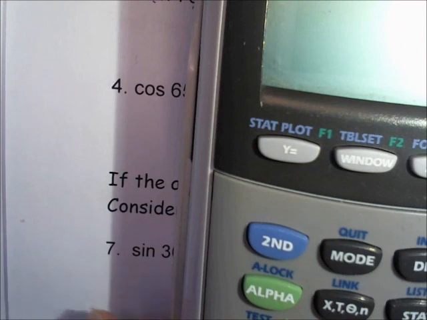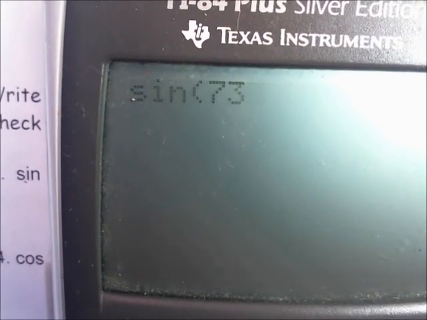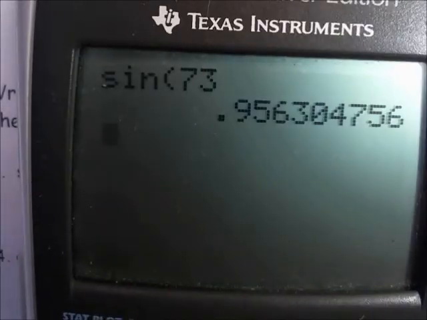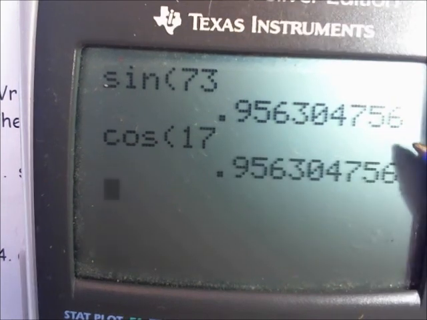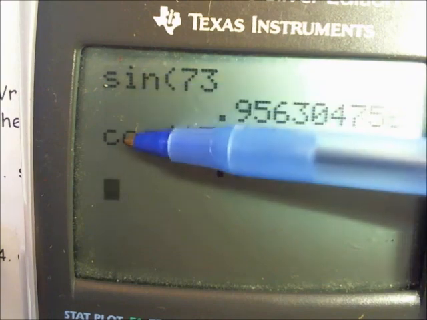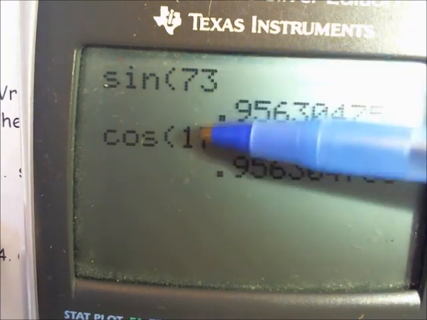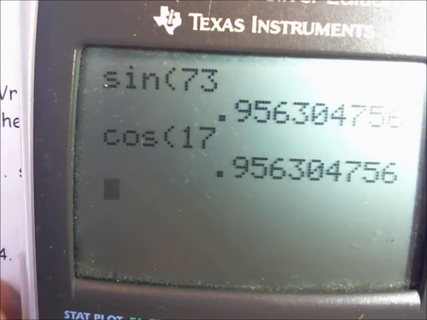So let's take our calculators out, get the sine of 73. See what our calculator says. Okay, there we go. And now we're going to get the cosine of 17. Well, look at that. They're exactly the same thing. So what this is saying is if you have two functions that are cofunctions of each other, these two angles add up to 90 degrees. You're going to get the same answer every time.